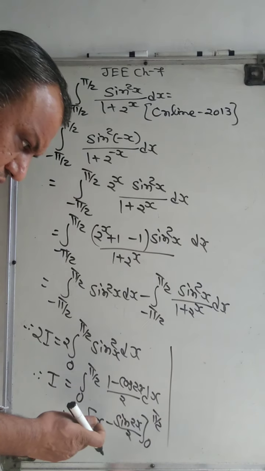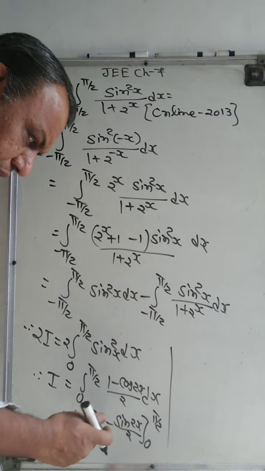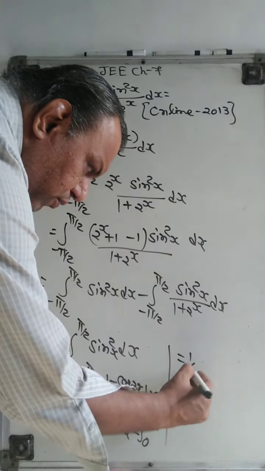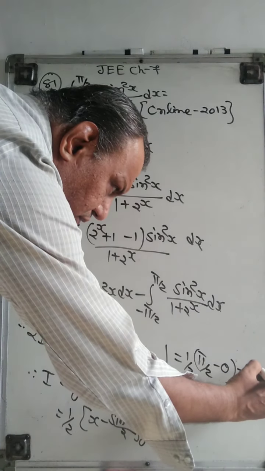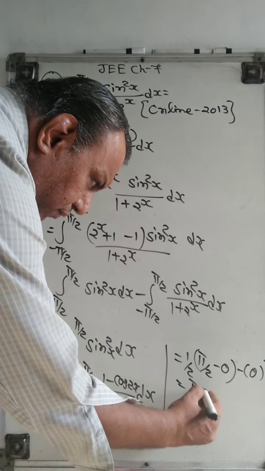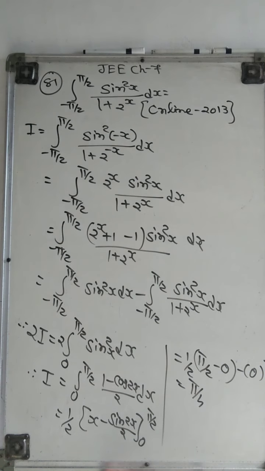from 0 to pi by 2. So first we put pi by 2, then we have 1 by 2 into pi by 2 minus 0 minus 0. So we have pi by 4. Answer is pi by 4.